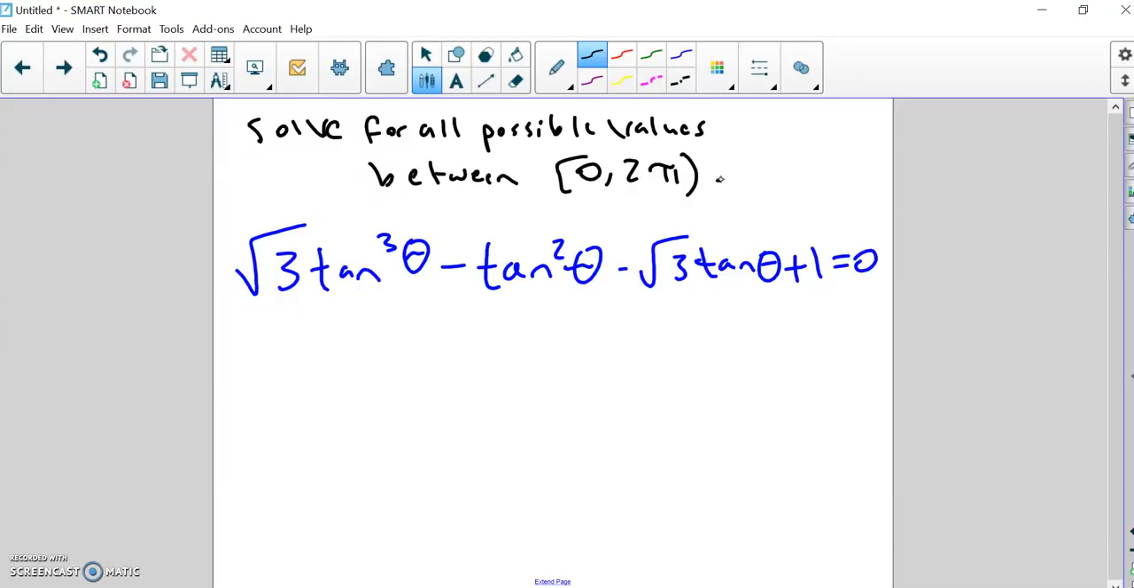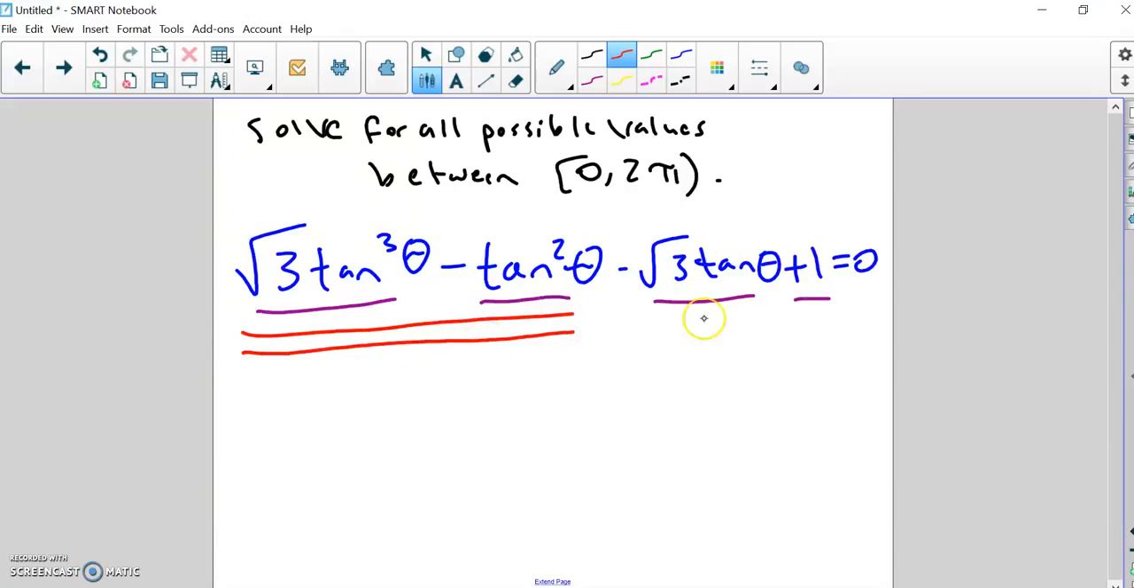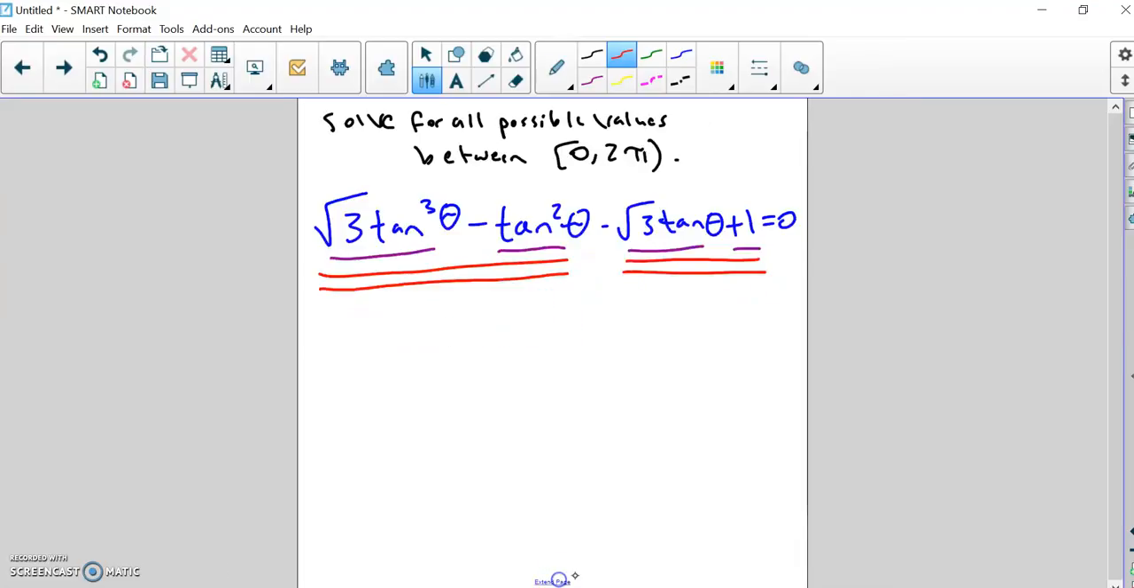Alright, so when I first look at this equation, what I see is that there are 4 terms here. Okay, 1, 2, 3, 4. Anytime that there's an even number of terms, I'm going to try to factor by grouping. Okay, so I'm going to jump straight into it here. I'm going to take these first 2 terms and these last 2 terms, and I'm going to try to factor by grouping. When I look at these first 2 terms, I can take out a tangent squared of theta. Okay, and when I do that, I have a root 3 tangent of theta, because there were 3 and I took out 2, minus 1.